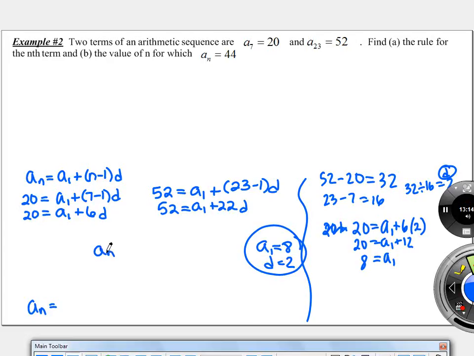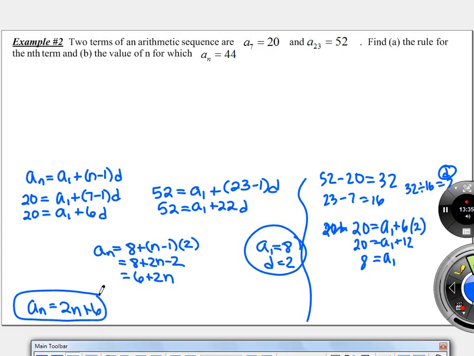So my rule depends on A1 being 8 and D being 2. And then I'm just going to distribute and combine like terms to get it in the simplest form. So I'm getting 6 plus 2n or 2n plus 6. Either way, that's fine.